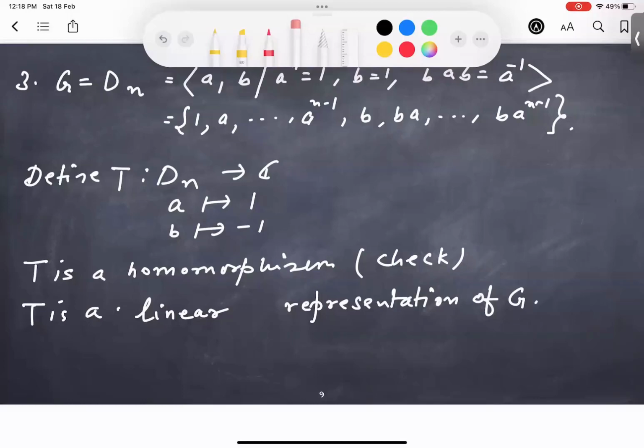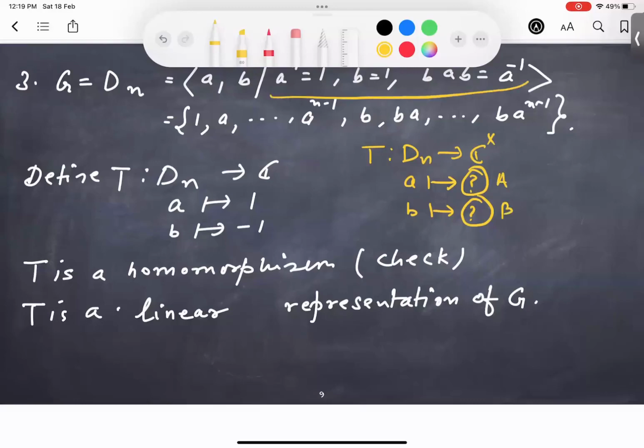So I've just taken a dihedral group, and let's try to write down linear representations of this dihedral group, Dn, over complex numbers. Now, A goes to something, B goes to something. You have to decide what this something is so that it's a homomorphism. All you have to have is that A and B go to something which satisfies these relations. These relations have to be met. Suppose I send A to alpha and B to beta, then I should have alpha to the n is 1, so alpha is an nth root of unity, and beta square is 1, so beta is plus minus 1.